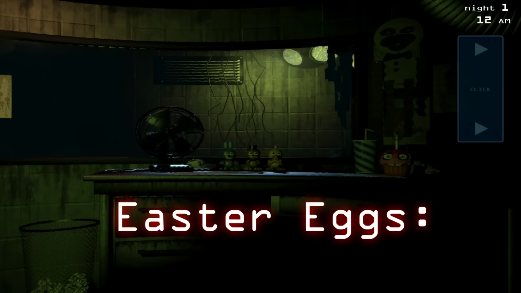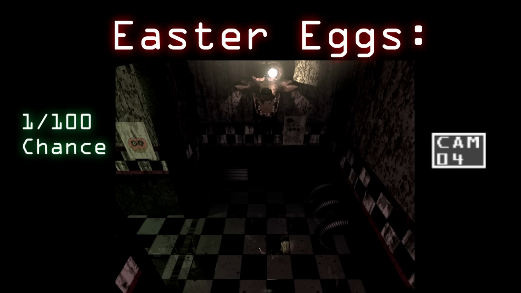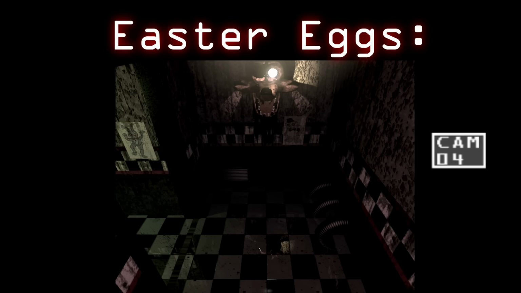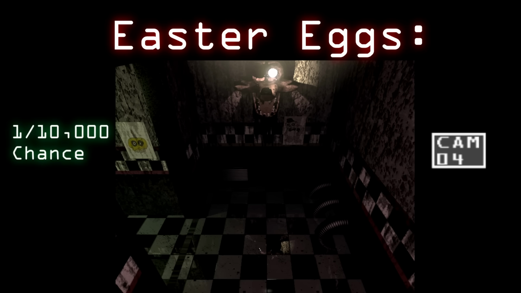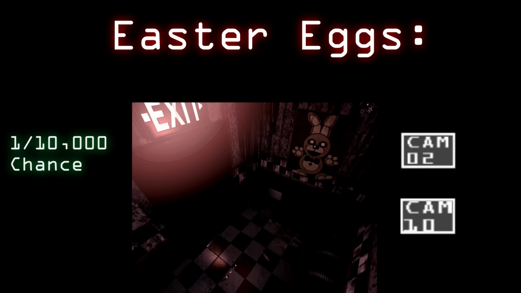On camera 4, there are 2 secret posters. One of them is a pink cupcake poster, which has a 1 in 100 chance of appearing when you open your camera monitor, but will disappear when you close it. However, if you're even more lucky, you might just get the golden cupcake poster, which only has a 1 in 10,000 chance of appearing. The 2 remaining posters can be found on camera 2 and 10. Their chance of appearing is also 1 in 10,000.